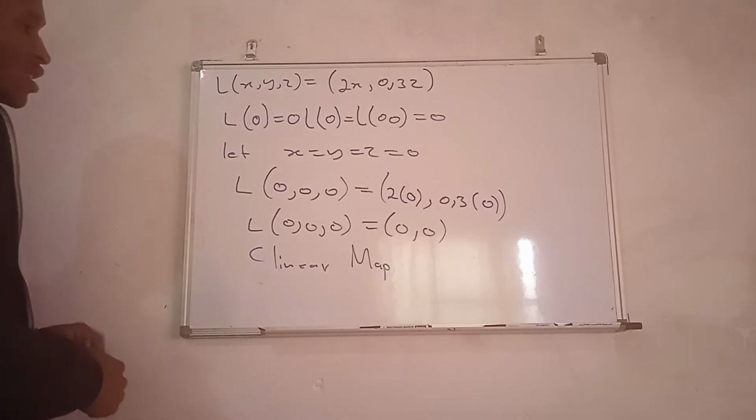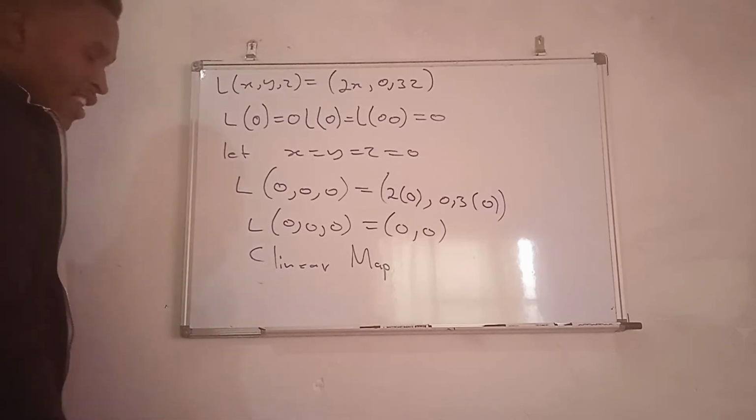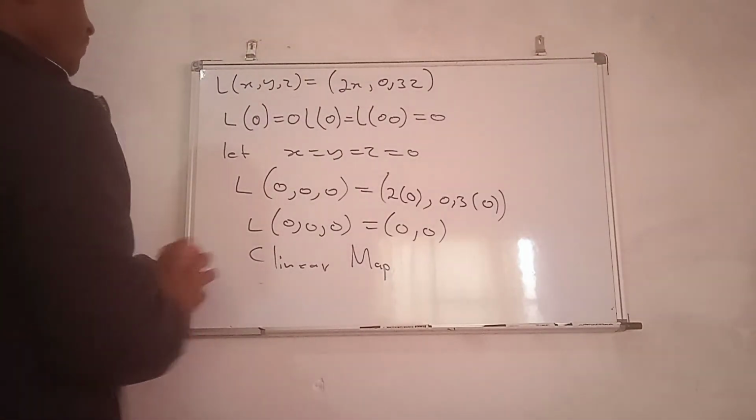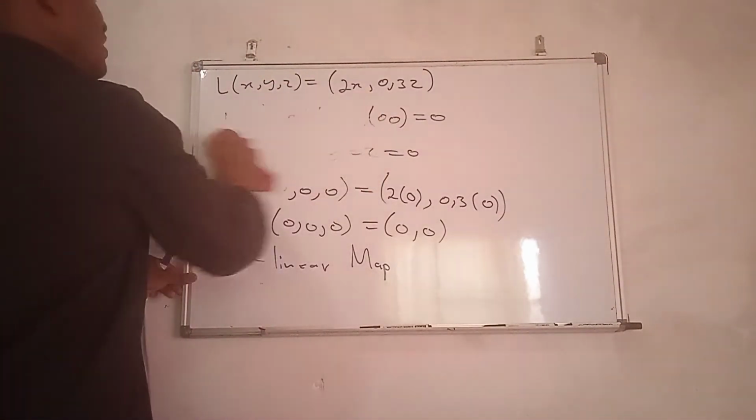So option number C was the only one which was not a linear map. So you can see how easy these things are, guys. Let's take another example.